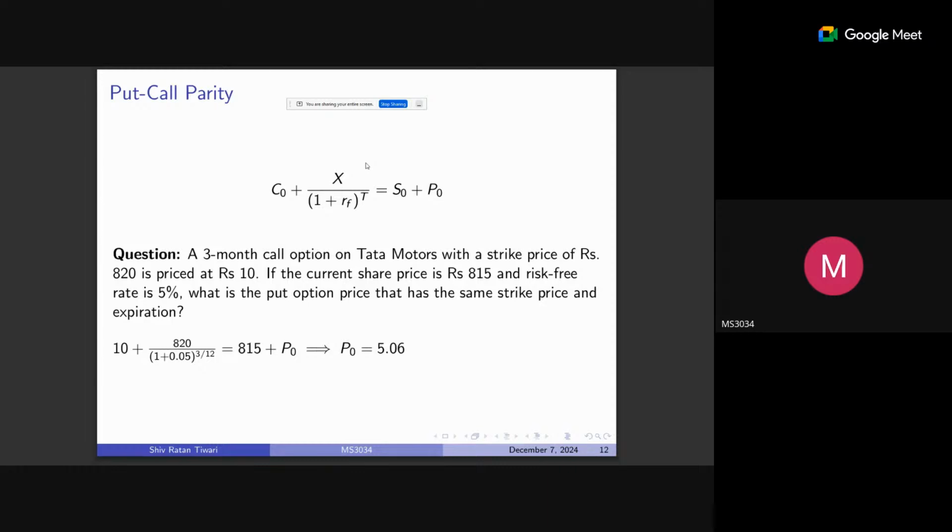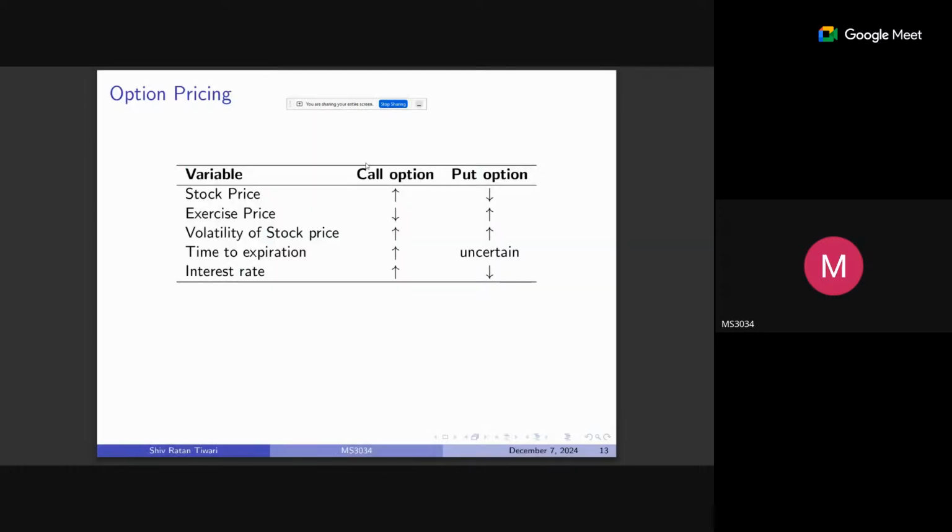I will add that equation in the slides when I share them with all of you. Okay, so this was the discussion we had in week 10. In week 11 we started our discussion on pricing of options, and how different variables affect the prices of call and put options respectively.